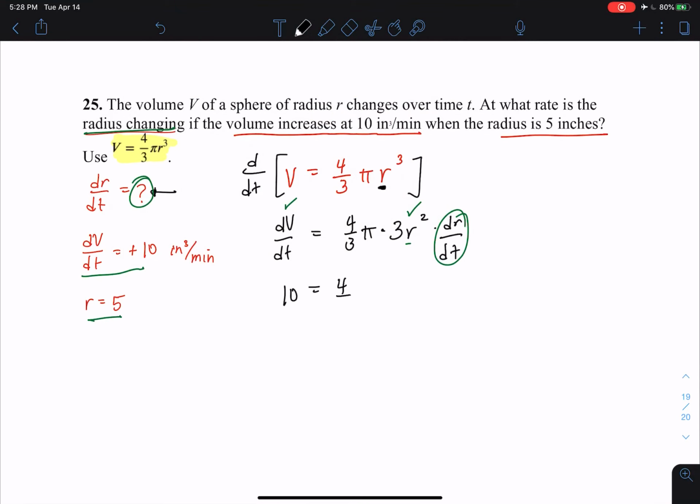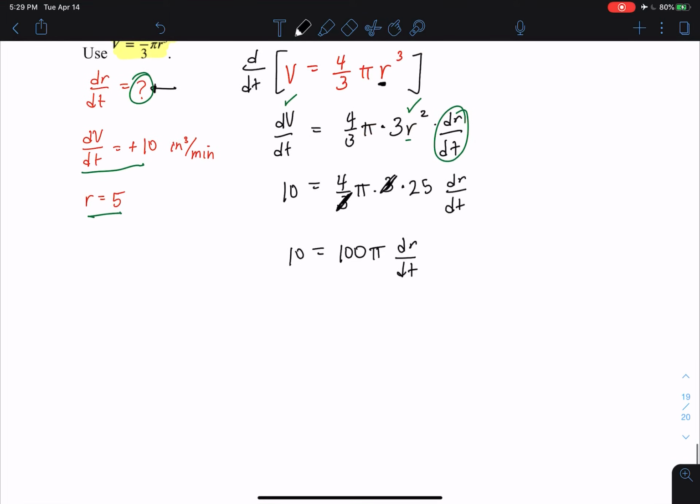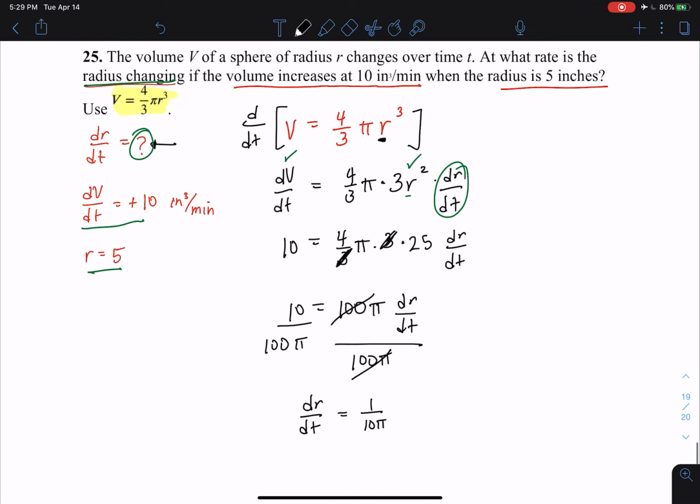10 equals 4/3 pi times 3. By the way, don't these 3's cancel? So let's take care of that. And then r is 5, and so 5 squared gives me 25, and then dr/dt. Let's simplify. I have 10 equals 4 times 25, which is 100 pi dr/dt. And now I'll solve for dr/dt by dividing both sides by 100 pi. Our final answer then is dr/dt equals 1/(10 pi).